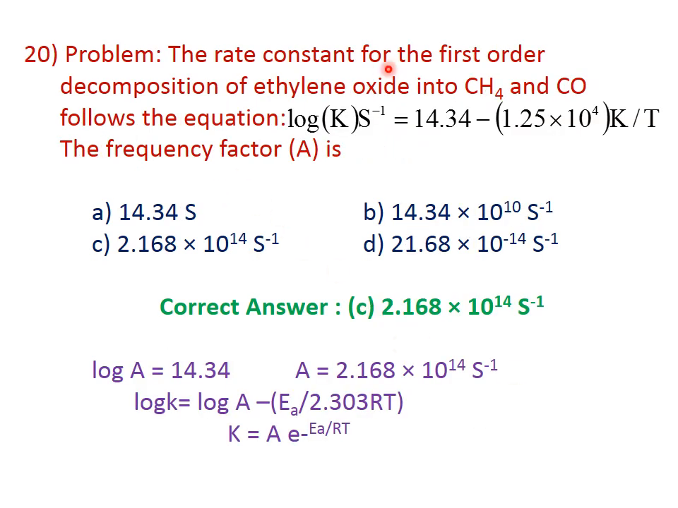Question number 20. The rate constant for the first order decomposition of ethylene oxide into ethane and CO follows this equation: log K will be equal to 14.34 minus 1.25 into 10 to the power of 4 by temperature in Kelvin. Now take the Arrhenius equation: K equal to A into e power of minus EA by RT. Now if we take the logarithm, what will come? log K will be equal to log A minus EA by 2.303 RT.